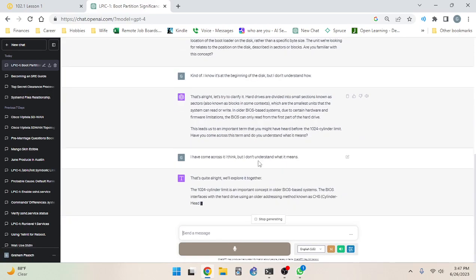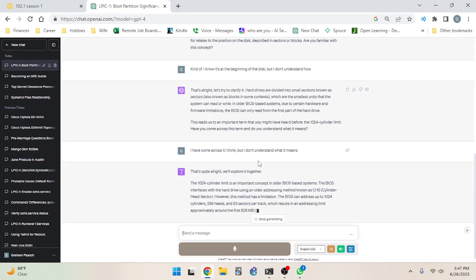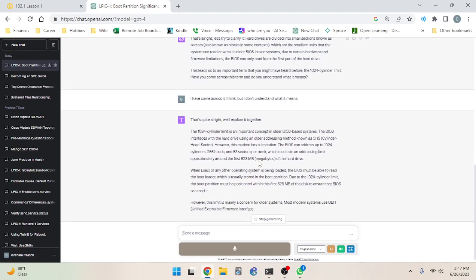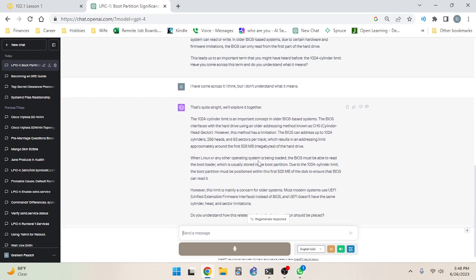That's quite alright, we'll explore it together. The 1024 cylinder limit is an important concept in older BIOS-based systems. The BIOS interfaces with the hard drive using an older addressing method known as CHS, cylinder head sector. However, this method has a limitation. The BIOS can address up to 1024 cylinders, 256 heads, and 63 sectors per track, which results in an addressing limit of approximately the first 528 megabytes of the hard drive.